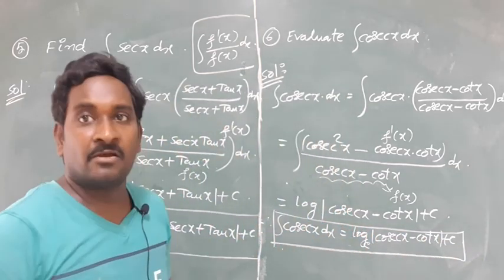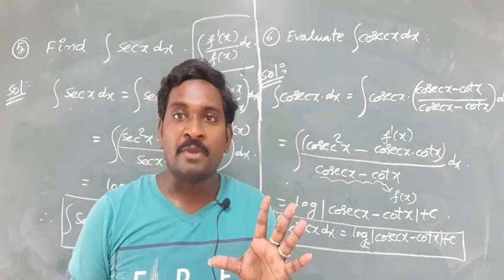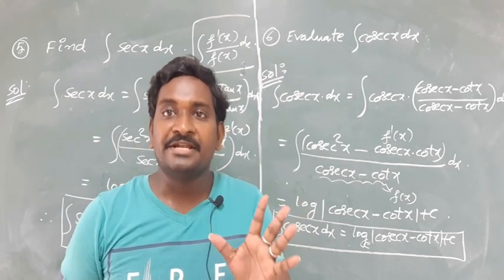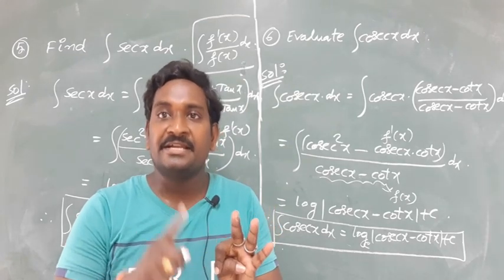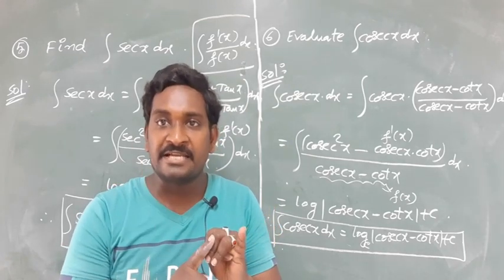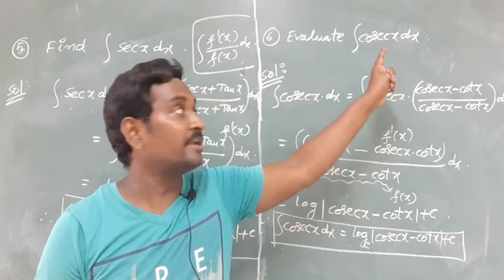Anyway, in this session we discussed the 5 formulae. Once I will revise briefly: integration of f dash of x by f of x dx, integration of tan x, integration of cot x, integration of secant x, integration of cosecant x.